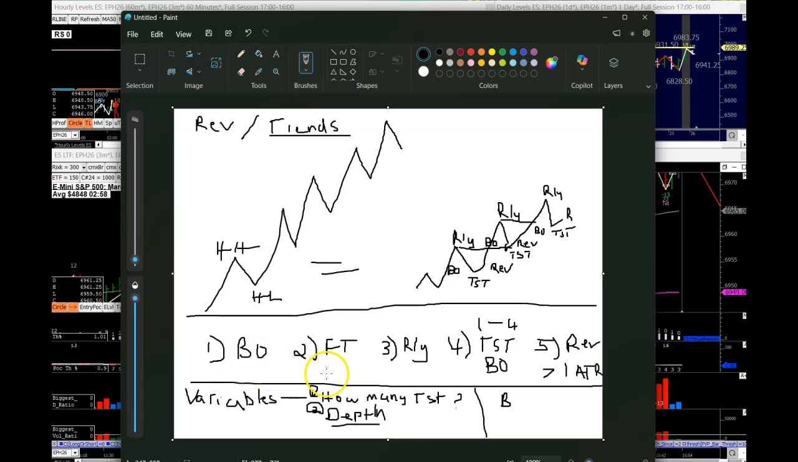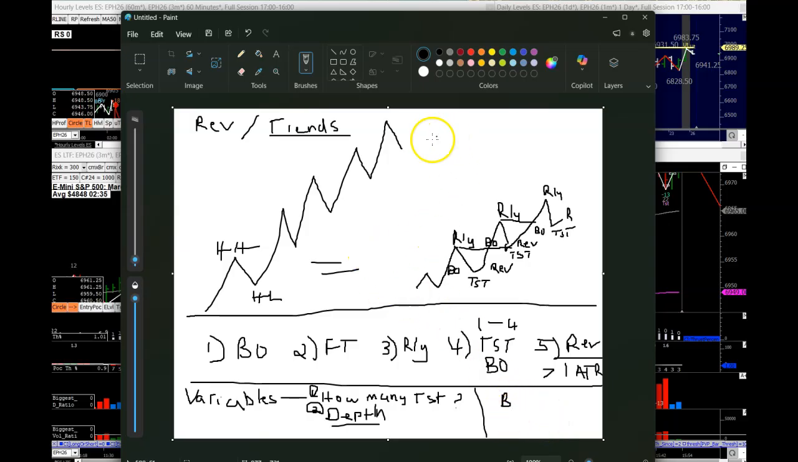And the variables in this are how many tests. Is it 1 pullback, or 2 pullbacks, or 3 pullbacks, or 4? How many tests? We don't know, and we don't know the depth. So we don't really care. You just wait for it to test the breakout bar and the reversal. And done.